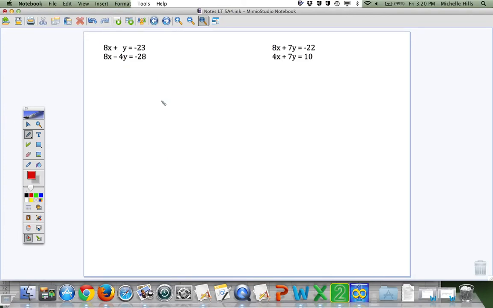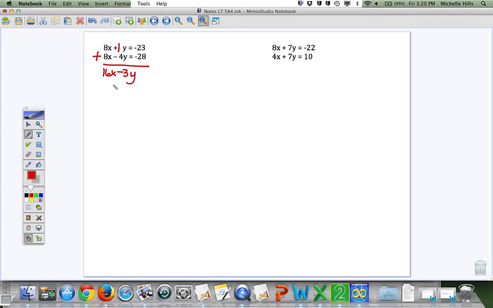Now, the next thing that can happen is I don't have opposites. Do not write what I'm going to write now because I'm going to erase it in just a moment. Because I'm adding these together, 8x plus 8x is 16x. Positive 1y minus 4y is negative 3y. I'm not going to go any further than that.